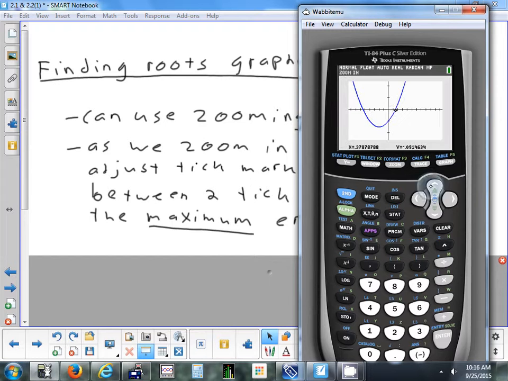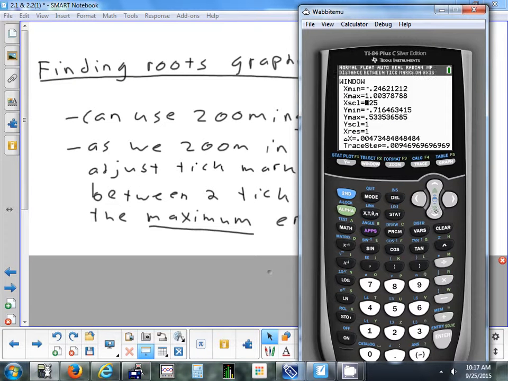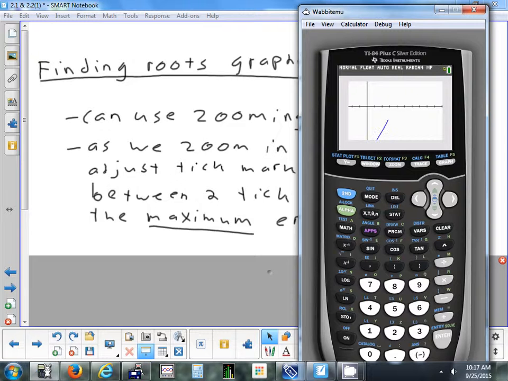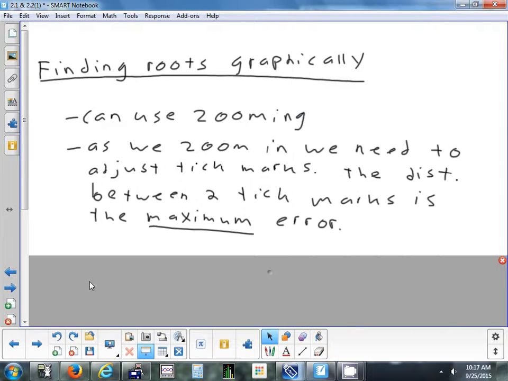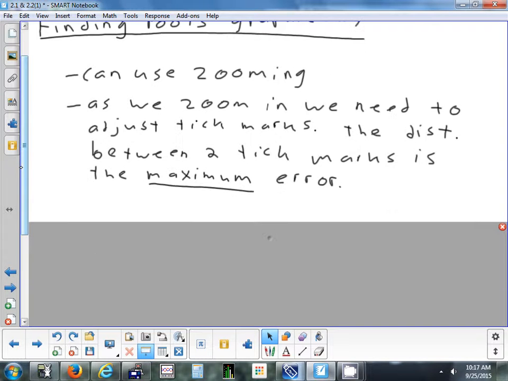But if I wanted it a little more accurate, I could zoom in again. And then I could set my tick marks even finer. So let's put a tick mark every 1/10 of a unit. And now I can tell you it's somewhere between 0.3 and 0.4. So I'm narrowing down where the root is. And then I could repeat this, keep zooming in, making more tick marks on the screen. But this process takes a long time, and we don't want to have to find roots that way.